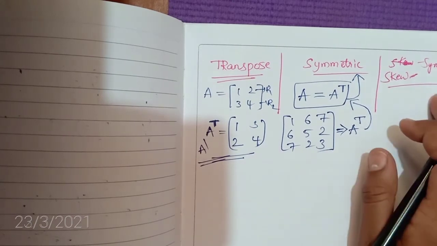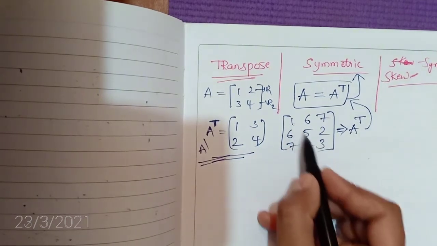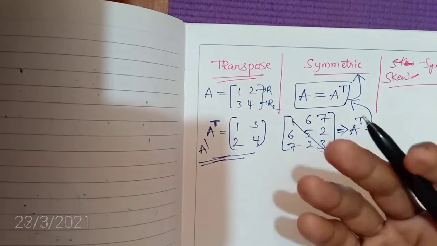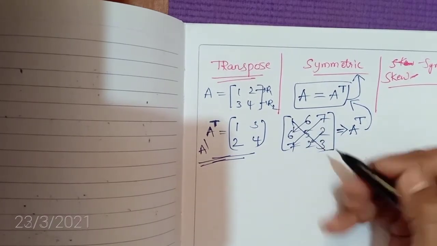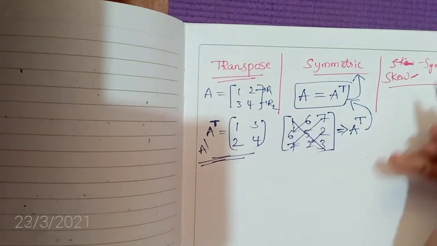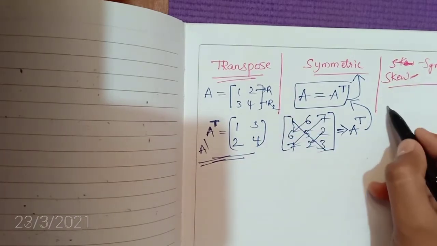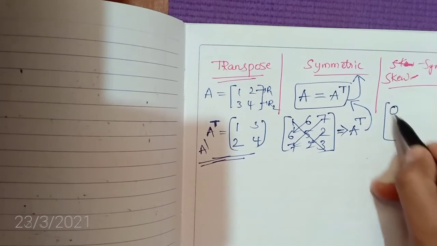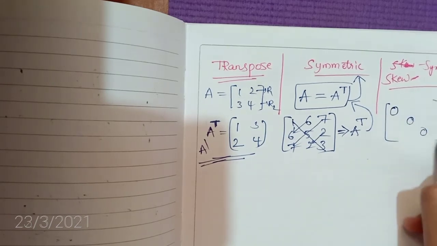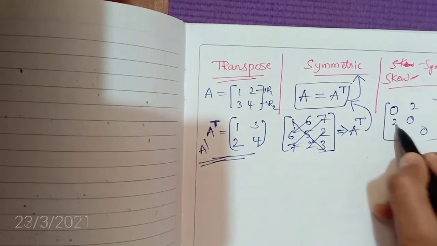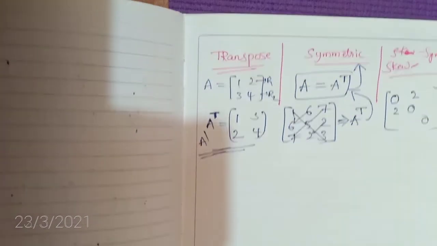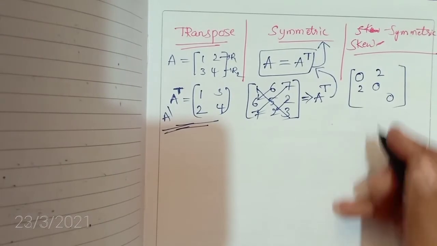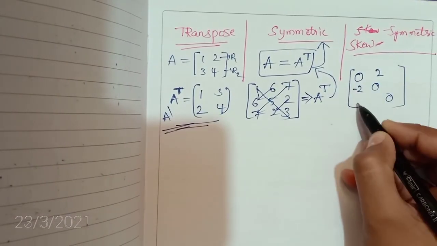Next, let us come to the skew symmetric matrix. Very simple. See, symmetric matrix, very simple. Diagonal elements can be anything, but these are equal. Okay, mirror images. Then when you come to skew symmetric matrix, diagonal elements must be 0. This is the condition, and all the other numbers are mirror elements. They are equal but with opposite sign.